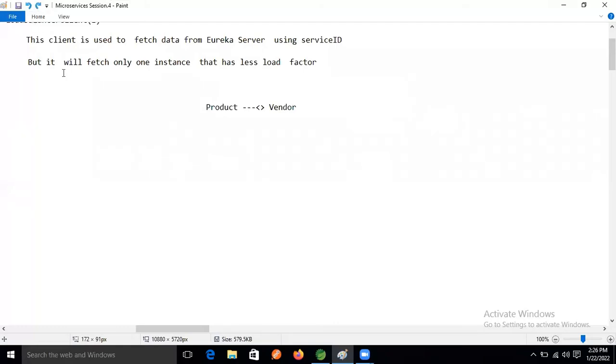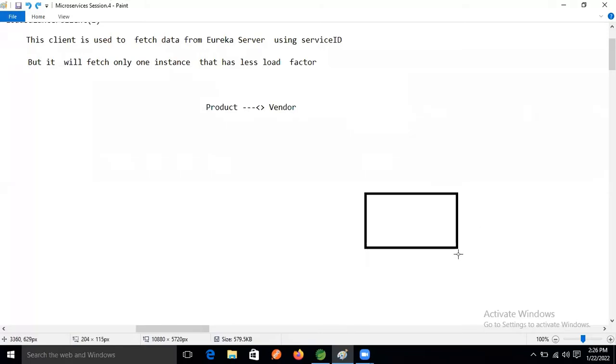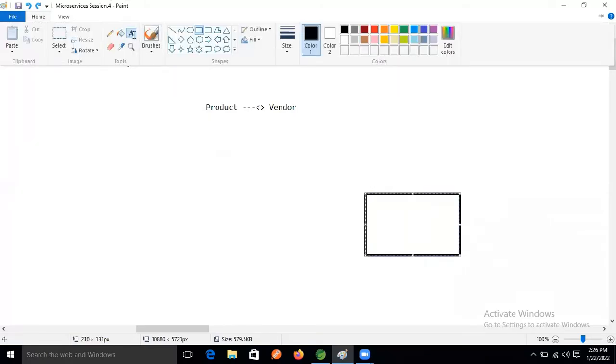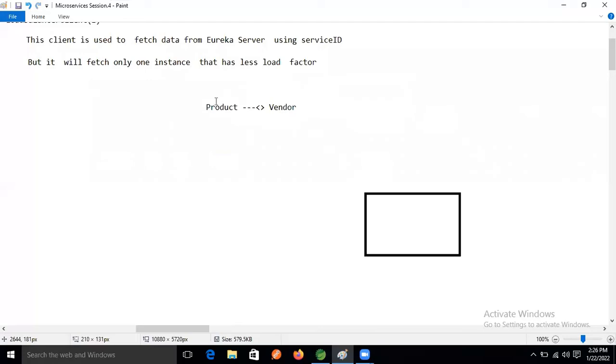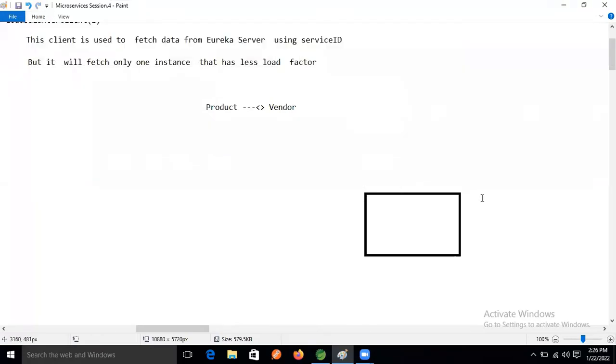Now here let's create one microservice. This is the producer microservice. Let's give this microservice the name Vendor Service.